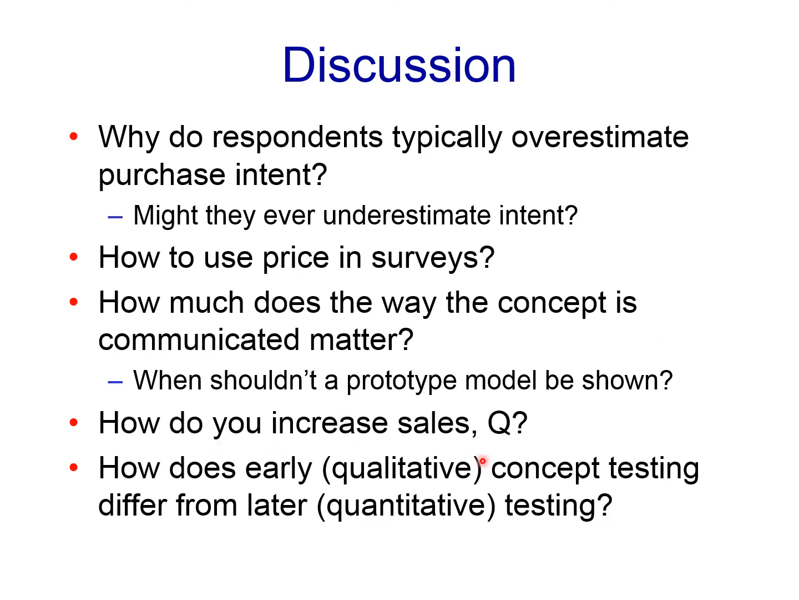How do you increase sales Q? Q equal N times A times P, so by affecting those variables somehow. And you cannot affect N, so A times P is basically what you need to work on. Finally, how does early qualitative concept testing differ from quantitative testing? I talked about this in the first few slides of this lecture.